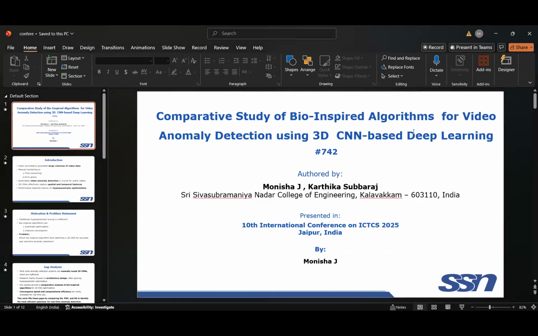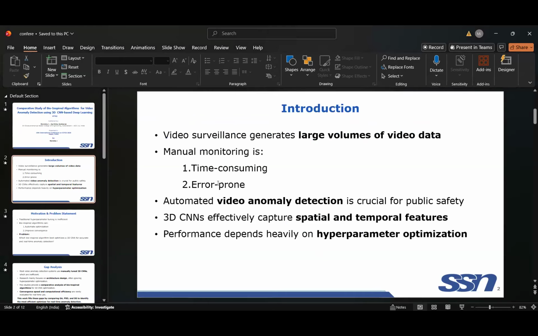Hi, I'm Monisha from Sri Siva Subramanian Nadar College of Engineering. Today, I will be presenting our paper titled Comparative Study of Bio-Inspired Algorithms for Video Anomaly Detection. Moving on to the introduction. Video surveillance systems generate a huge amount of data, making manual monitoring time consuming and error prone. Hence, automated video anomaly detection has become crucial for public safety applications. 3D CNNs are effective because they capture both spatial and temporal features from videos.